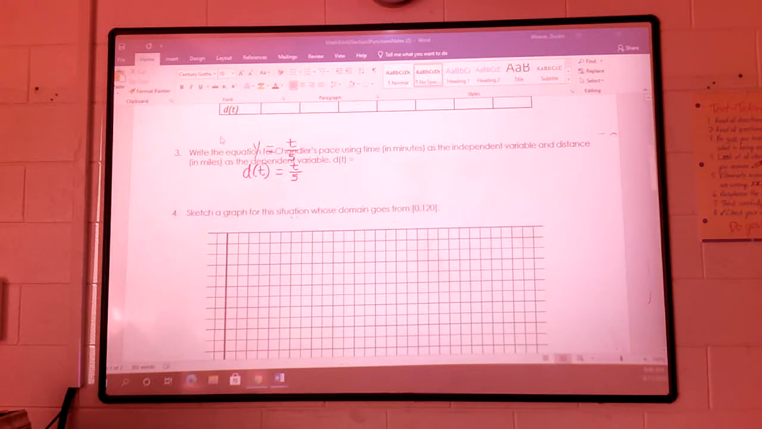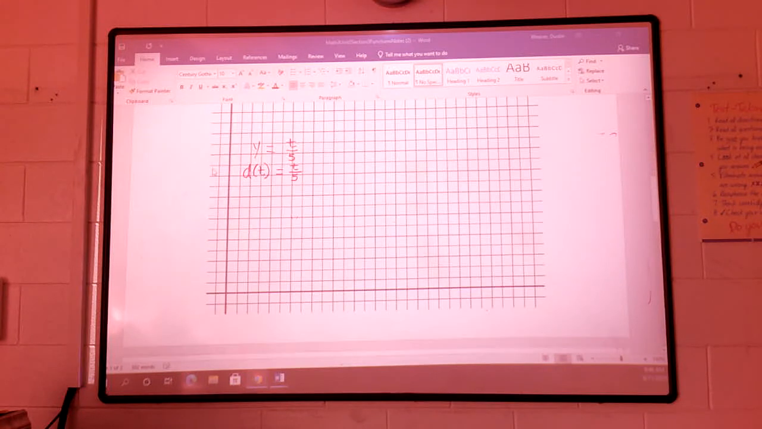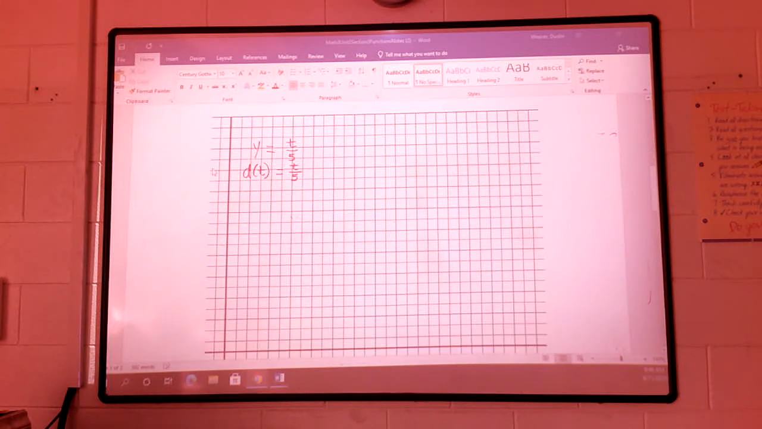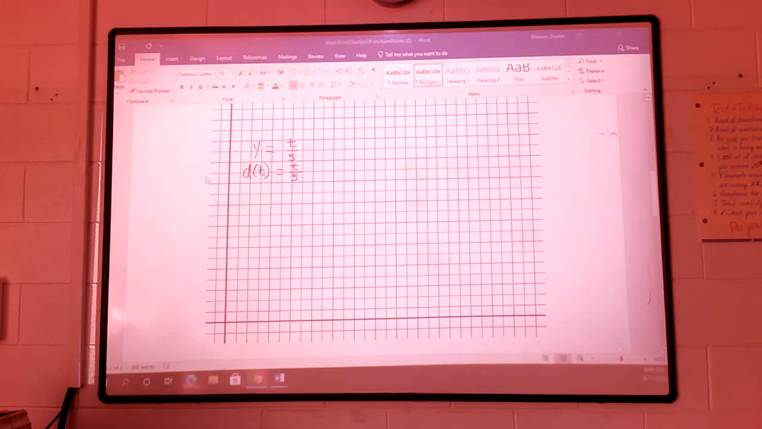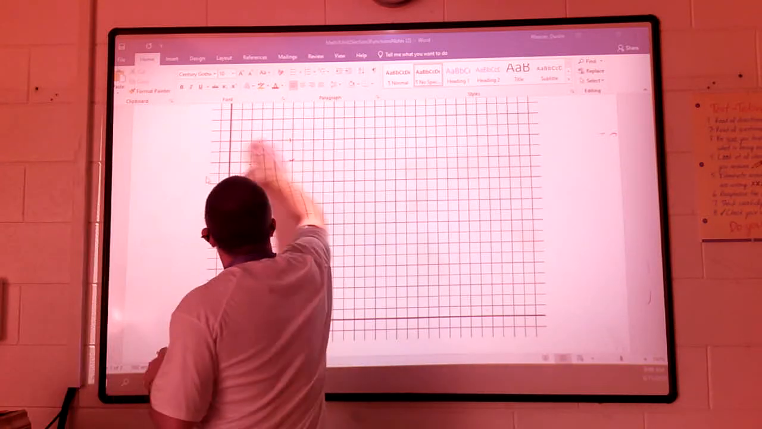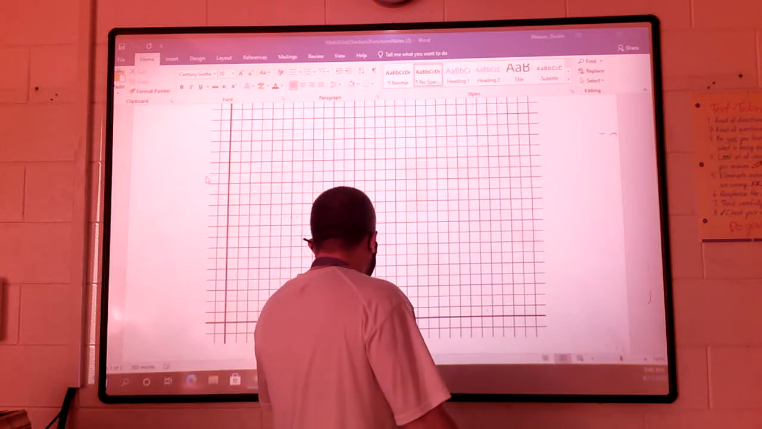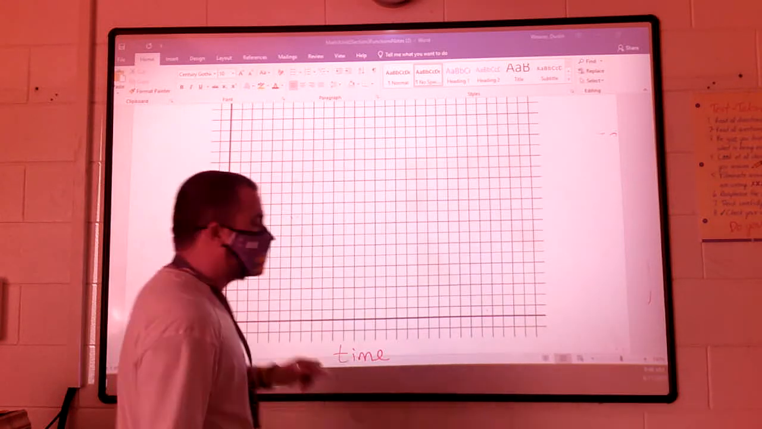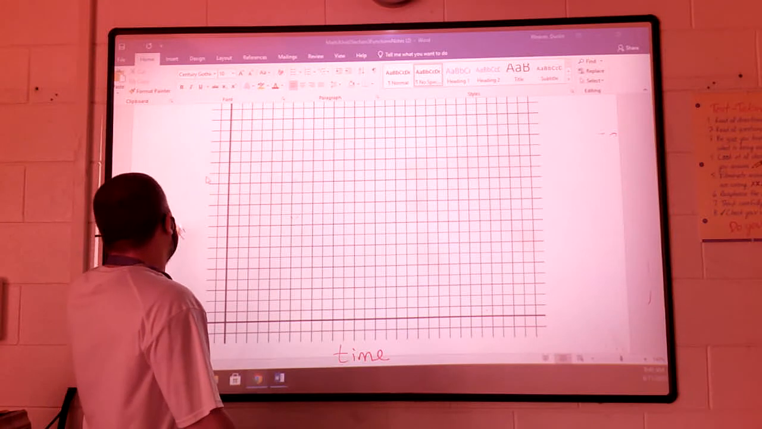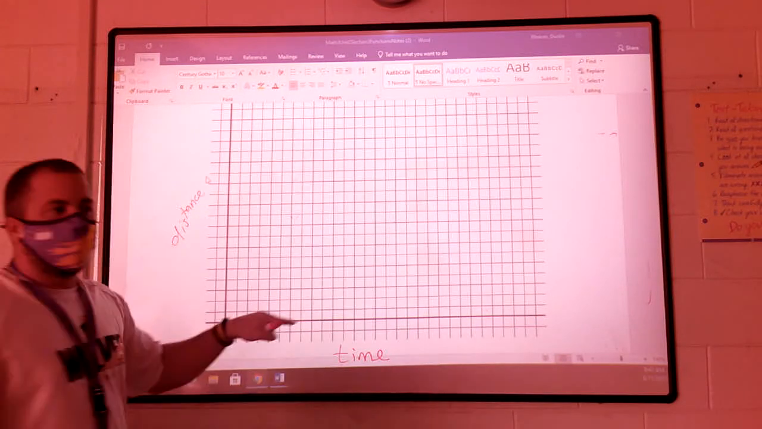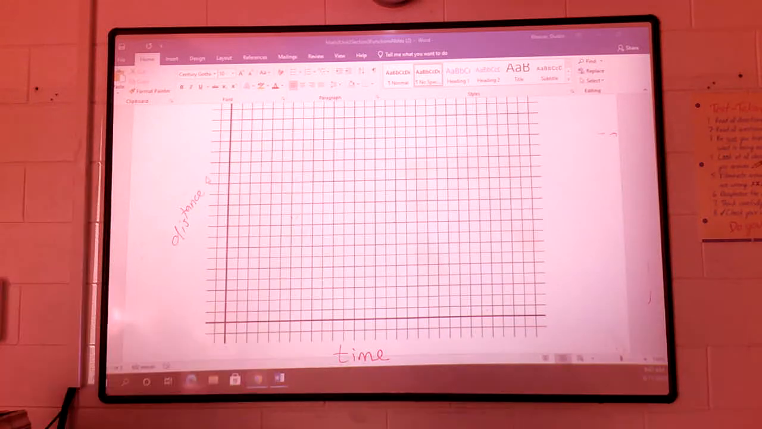So now we're going to make a graph of this. We're going to make what's called a scatter plot, basically. So let's take our time to do this. I'm going to erase this, and on the x-axis, we're going to have the time. So this is going to be time down here. And on the y, we're going to have distance. So time is going to go across, distance is going to go up and down.